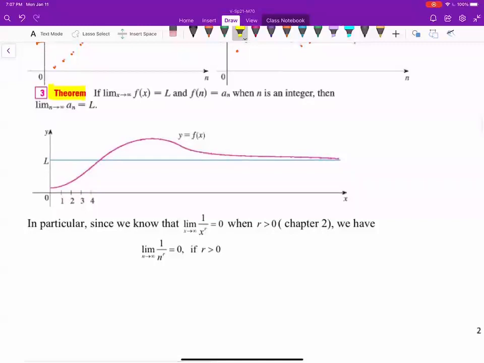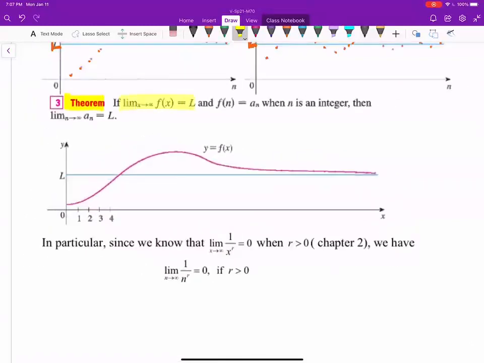Now, this theorem states that if the limit as x approaches infinity of f(x) equals L, and if you plug in n in the place of x, f(n) equals a sub n, the nth term of the sequence, when n is an integer, then the limit of the nth term would also be the limit of the function, L. So this idea will be used quite often in problems where you cannot see the limit of the given sequence.